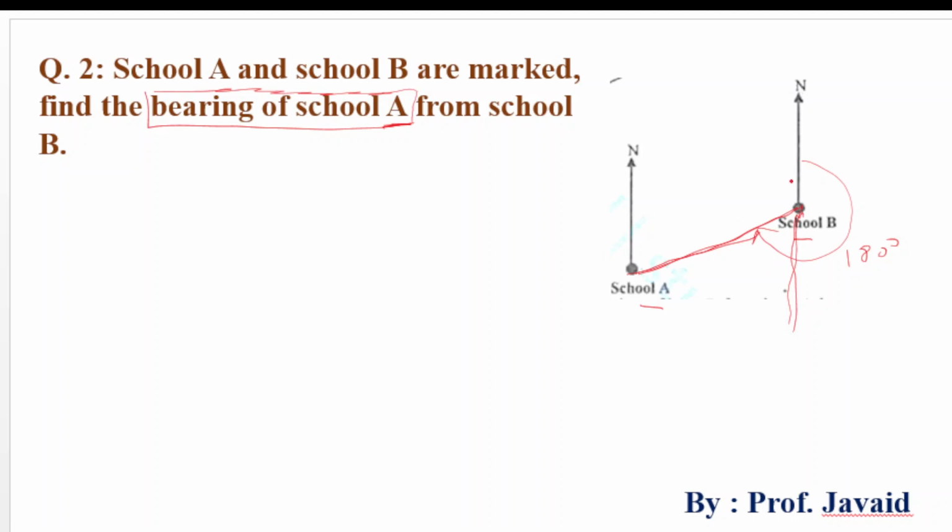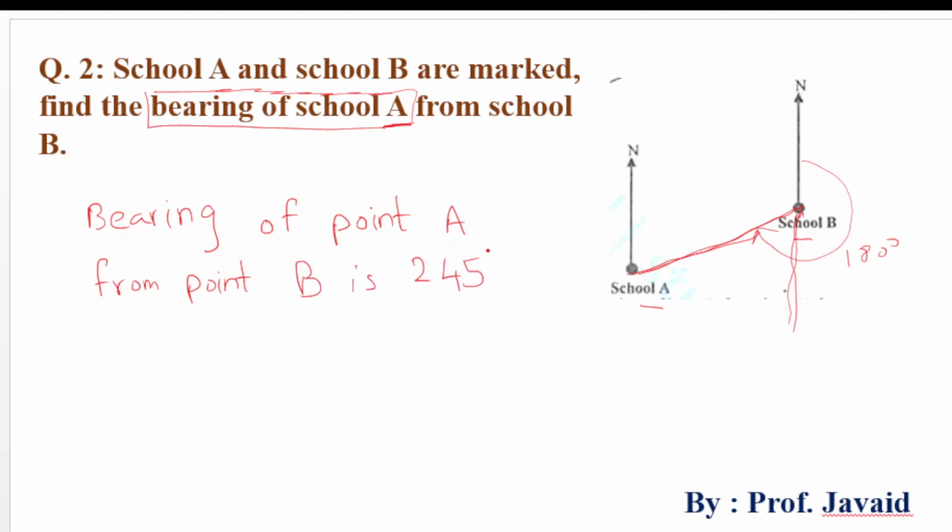So the total is 245. Okay, the total is 245. So bearing, we will write like this: bearing of point A from point B, as he asked about point A from point B, is 245 degrees. So I hope all of you understand this question. This is an easy question. So let's move toward the next question.